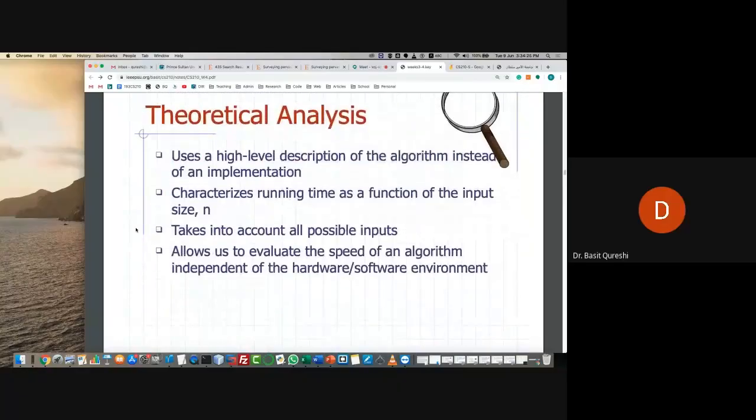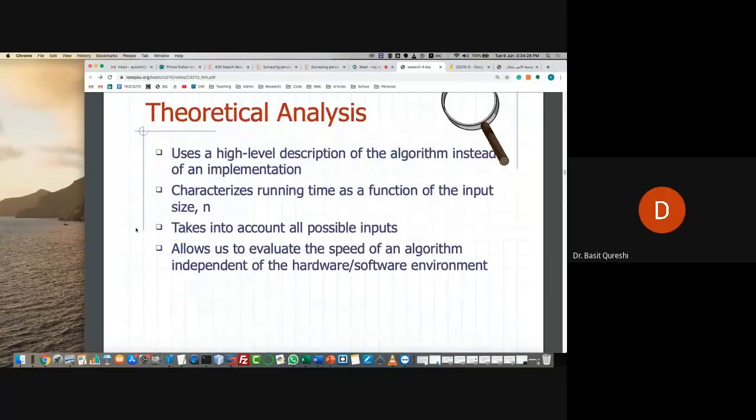All right, so what we do is theoretical analysis. We use a little bit of mathematics to try to determine the average case runtime of our program. That's our goal. We want to come up with the average case runtime for my program. Some benefits of this: again, you don't have to worry about the code. You just need to have a very high level description of the algorithm.